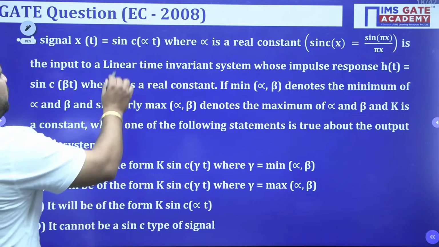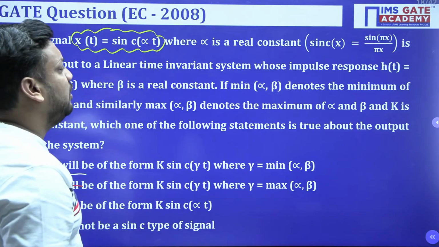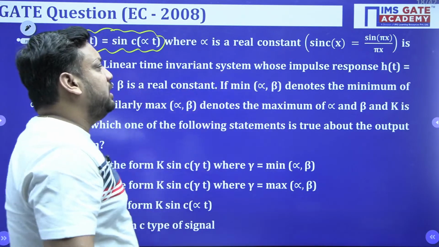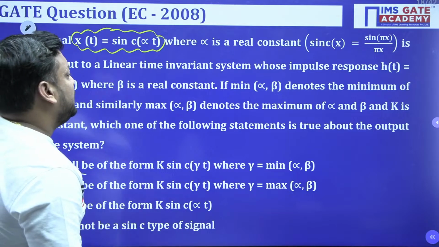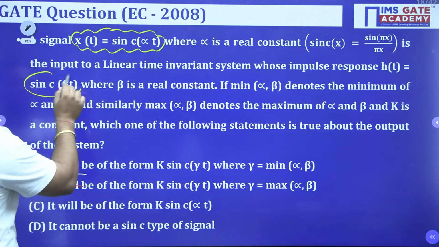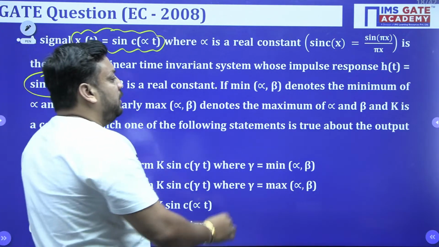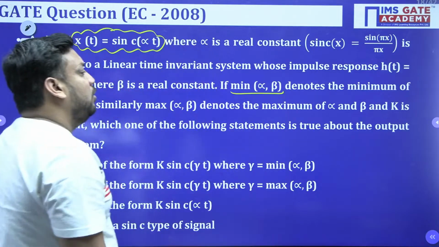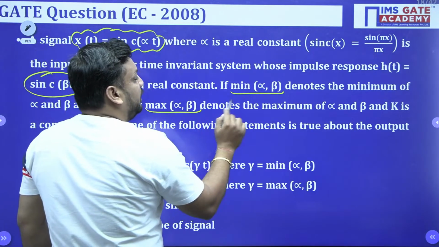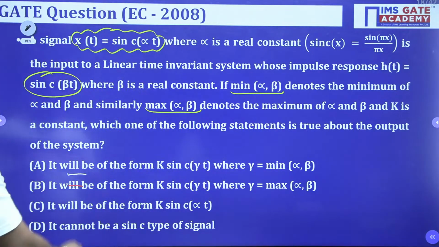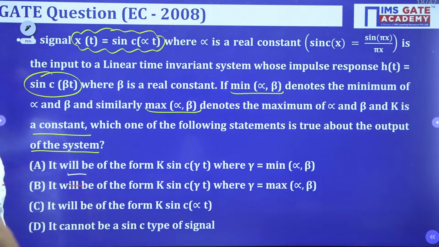A signal x(t) equal to sinc of alpha t, where alpha is a real number, and sinc of x equal to sine of pi x upon pi x, is the input of an LTI system whose impulse response h(t) equal to sinc of beta t, where beta is a constant. If minimum of alpha, beta denotes the minimum value of alpha and beta, and similarly maximum of alpha, beta denotes the maximum, and k is a constant, then which one of the following statements is true about the output of the system?